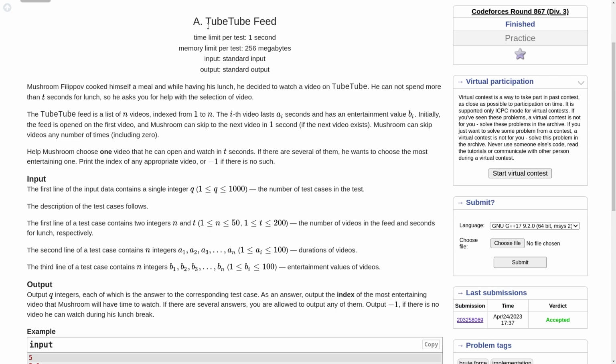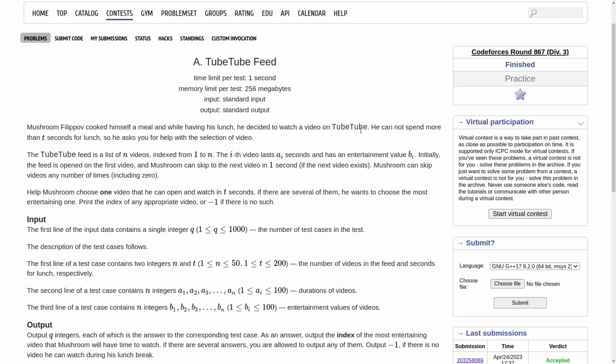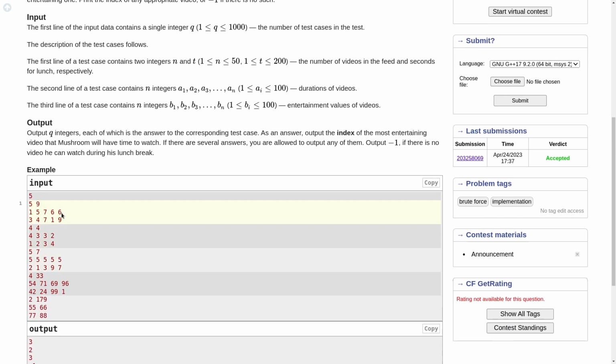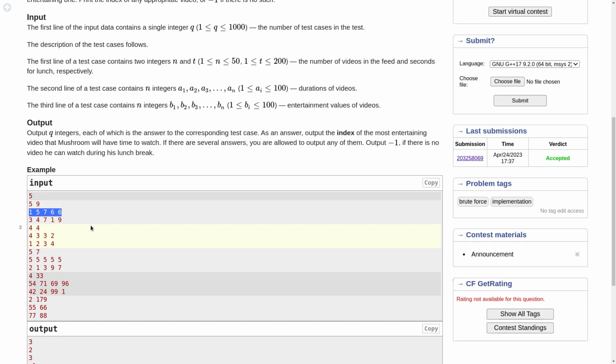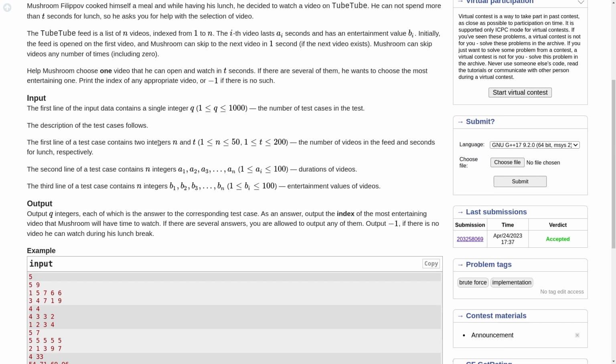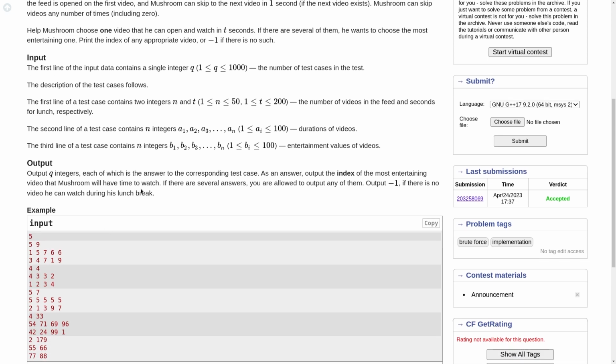So the first problem is A, that is Tubefeed. The problem statement says that there are some shows arranged in this particular manner: show 1, show 2, show 3, show 4, like this, and each show has some time duration associated with it, and this is the entertainment value of that particular show. Now our main character has t seconds in total, so we have to tell the index of the show that will provide us maximum entertainment.